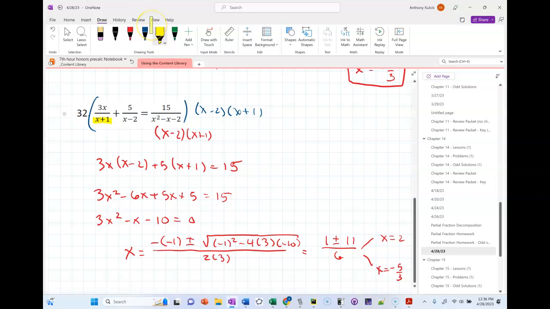I'll go and check for zero denominators. 2 gives me a zero denominator here, so discard that one as extraneous. The negative 5/3, though, gives me a zero denominator nowhere, so I'll keep that one.